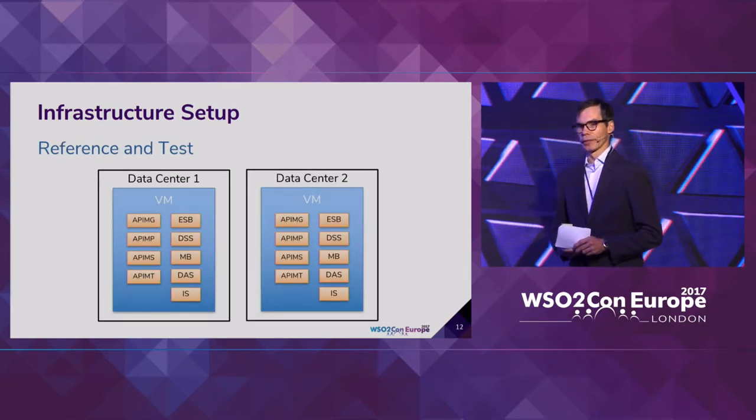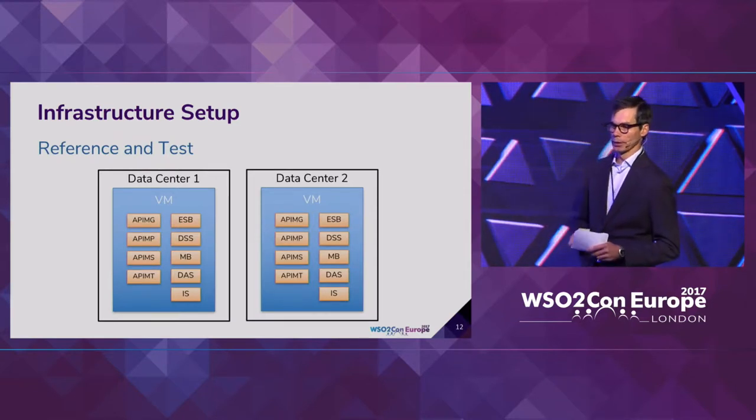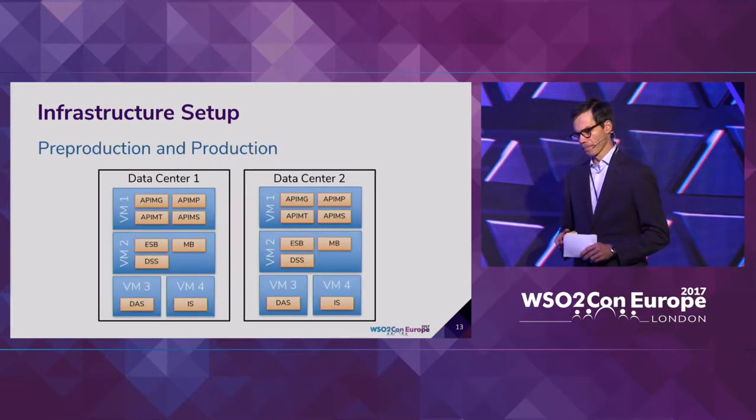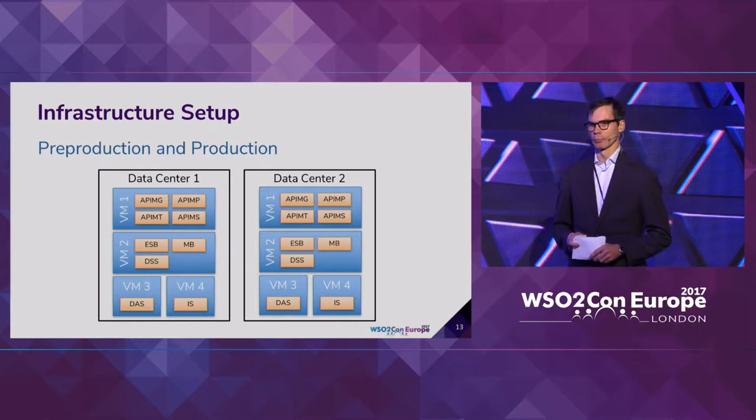This is for reference and test. It's the same one as the development, however, in a high availability manner. And finally, we have the third one. That's pre-production and production.